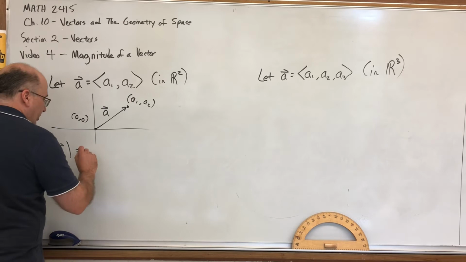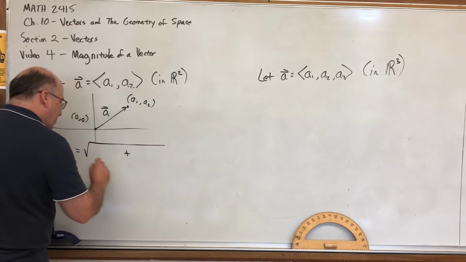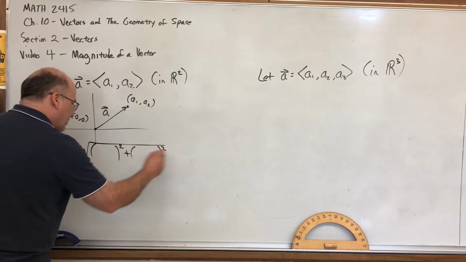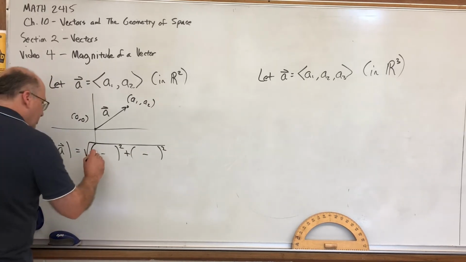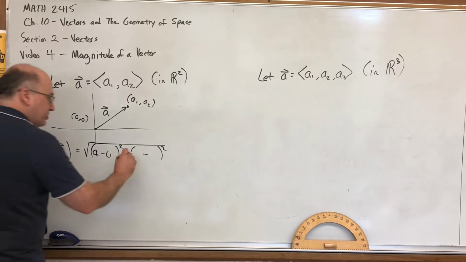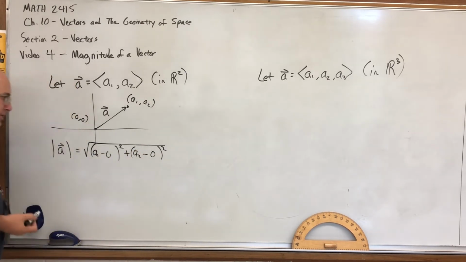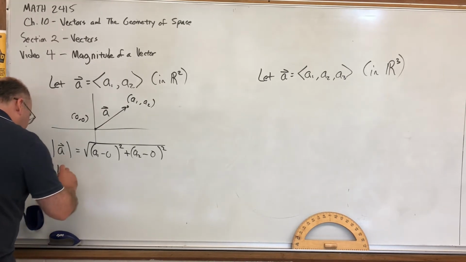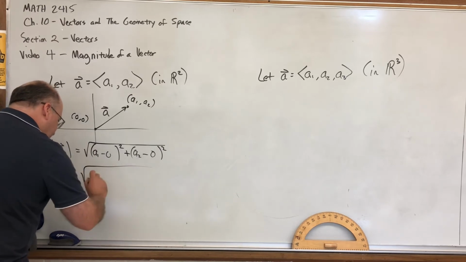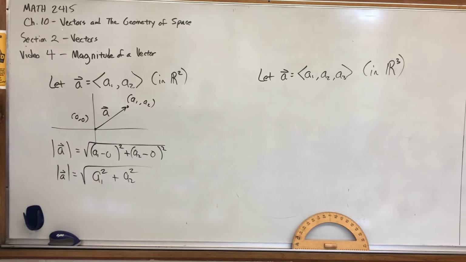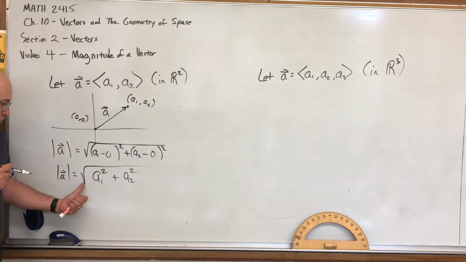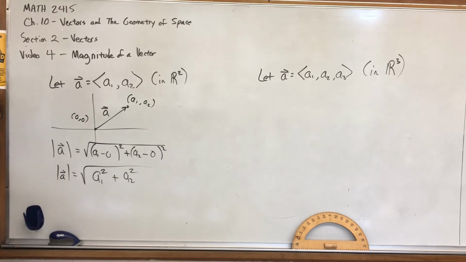Recall that the distance formula is the square root of the sum of the squares of the differences of the corresponding coordinates. In this case, A1 minus 0 in the x-coordinate, A2 minus 0 in the y-coordinate. Minus 0 doesn't change anything, so we can just ignore the minus zeros and say the square root of A1 squared plus A2 squared. We can't cancel the squares with the square roots because you cannot distribute square roots across addition. So that's as far as it will go, and that's our formula for the magnitude of a vector in 2 dimensions.